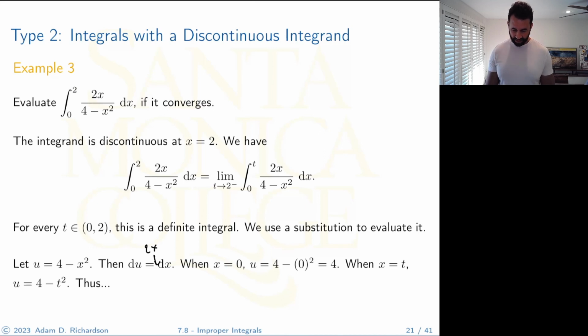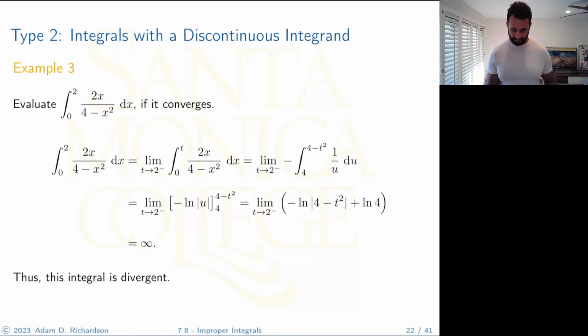2x dx. Yes, actually negative 2x dx. There we go. And then remember, because we have a definite integral, we need to change the bounds. How do you do that? With the literal substitution that you choose right here. So when x is 0, u is equal to 4. And when x is t, u is equal to 4 minus t squared. Thus, this integral can be rewritten like so.